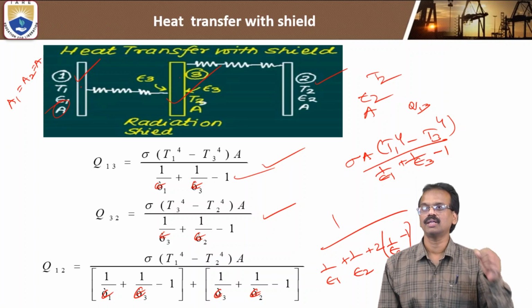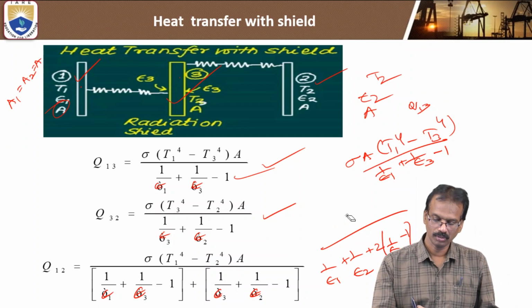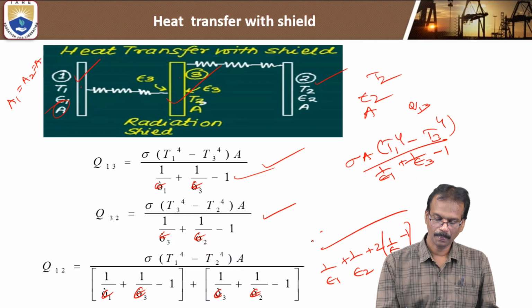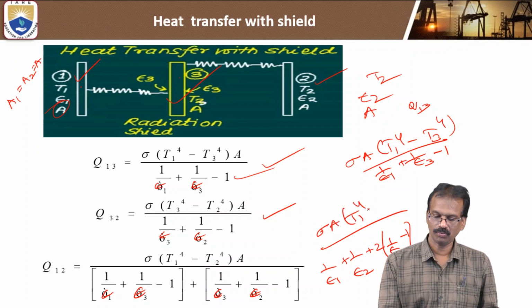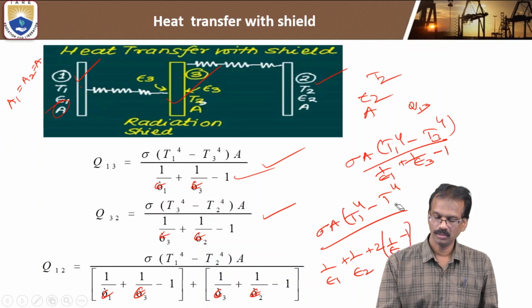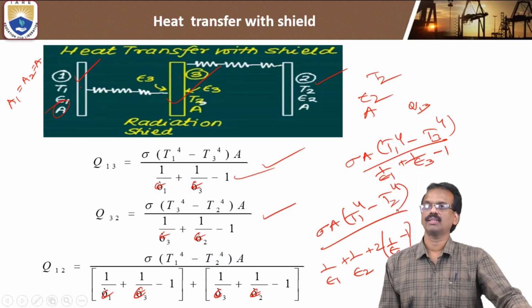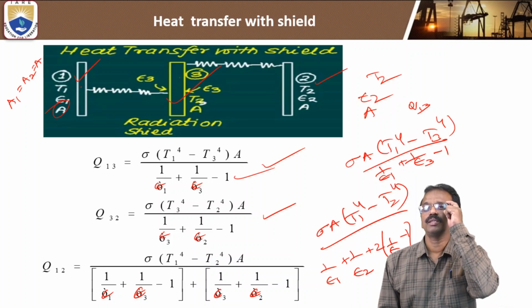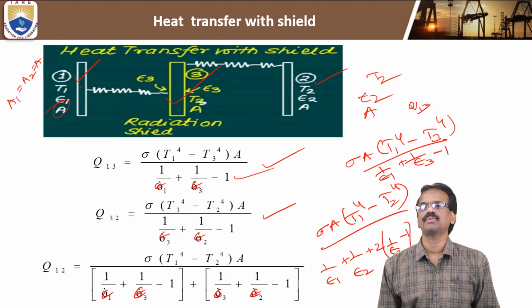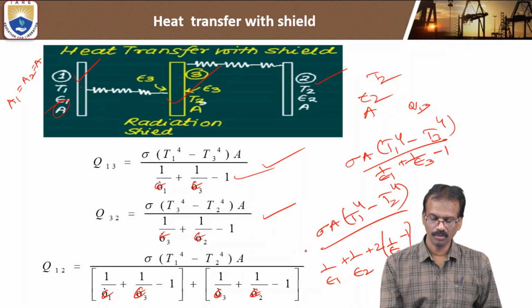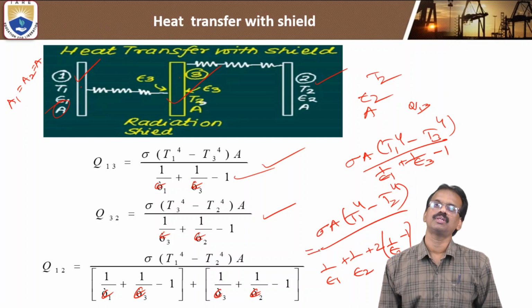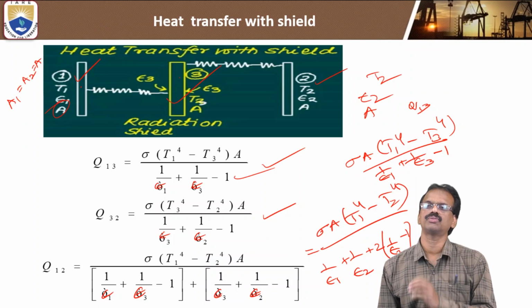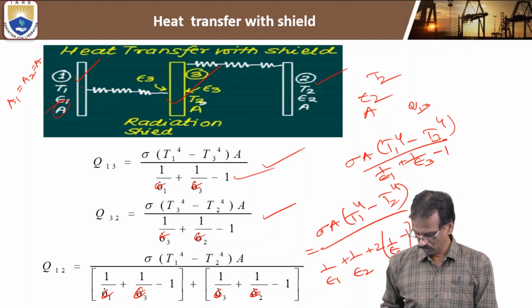So this is equal to sigma A into T1 to the power of 4 minus T2 to the power of 4, divided by that sum of resistances. This is the final formula. If you consider the shield between the two surfaces, this is the final formula for finding the rate of heat transfer from surface 1 to surface 2 along with the shield.